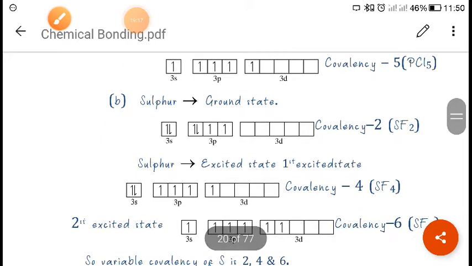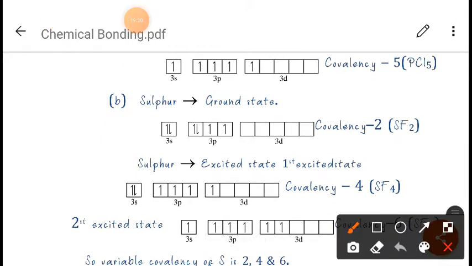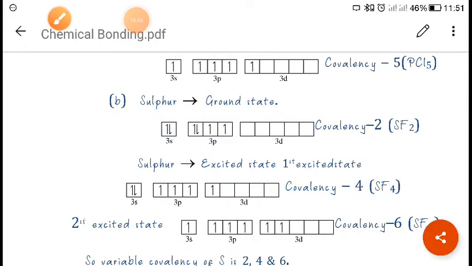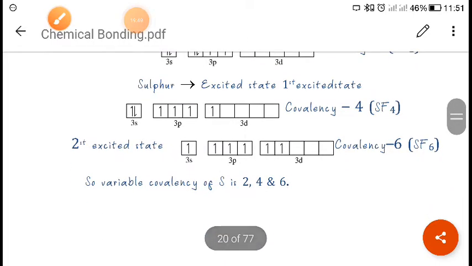Now next is sulfur. When we talk about sulfur, its electronic configuration is 3s2 3p4, right? What will happen when it goes into the excited state? One electron will jump from 3p to the 3d orbital. When it jumps to the 3d, what will be the covalency? It will be 4: 1, 2, 3 and 4. So the covalency will become 4 here, right?